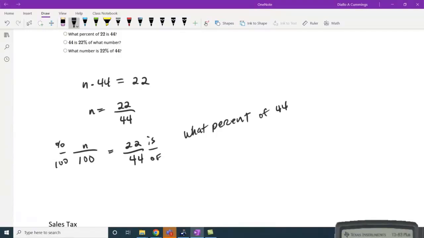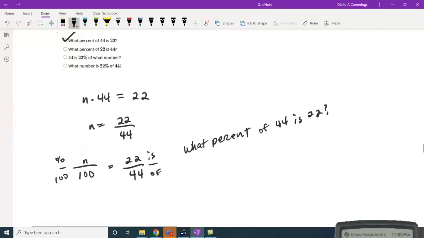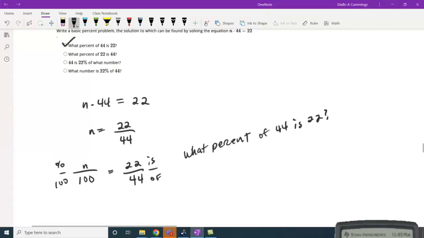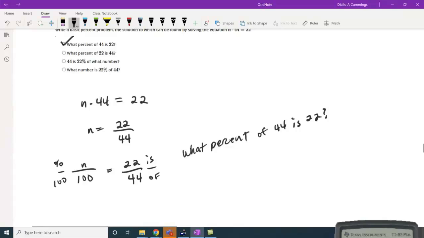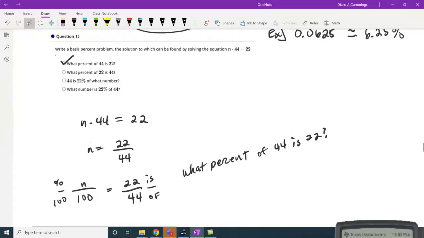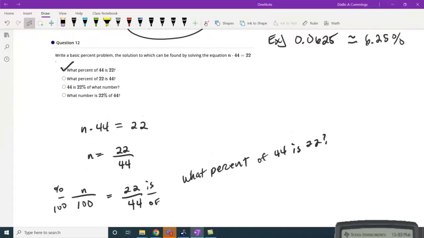So 44 is the whole, and 22 is the part. So we should have what percent of 44 is 22. All right, any questions about 11 or 12?